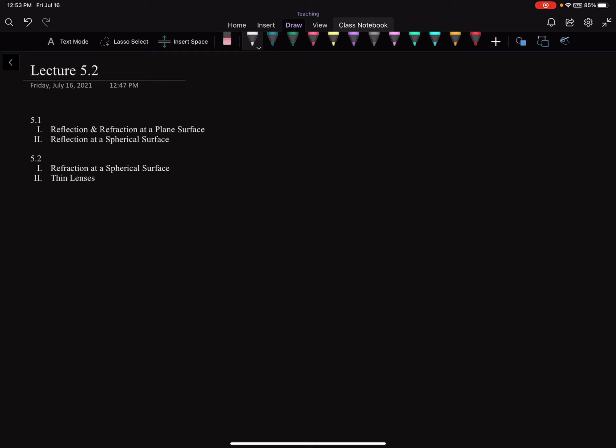And many complex optical systems make use of both reflection and refraction with multiple lenses, multiple curved surfaces, multiple flat mirrors to achieve the type of image that's desired.